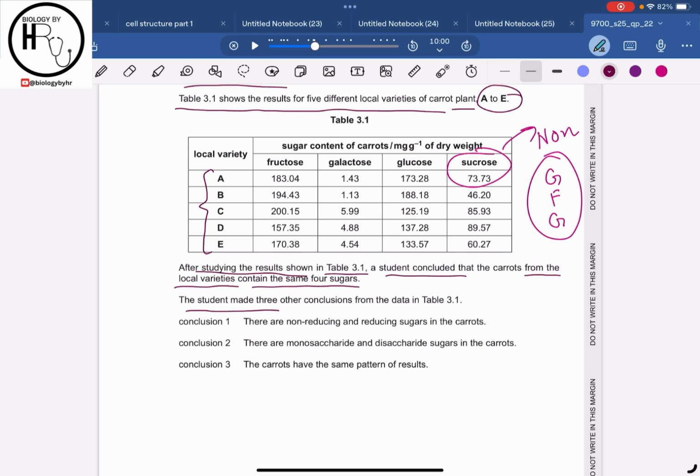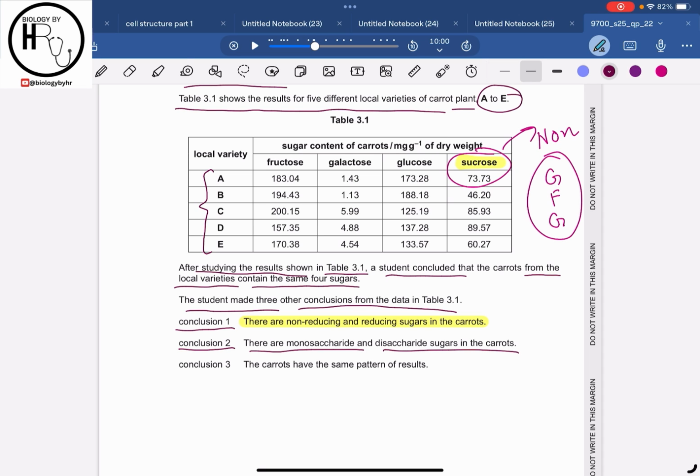The student made 3 conclusions from the data in table 3.1. Conclusion 1 is that there are non-reducing and reducing sugars in the carrot. So fructose, galactose and glucose are the reducing sugars, and we all know that sucrose is a very popular non-reducing sugar, right? And then conclusion 2 says that there are monosaccharides and disaccharides.